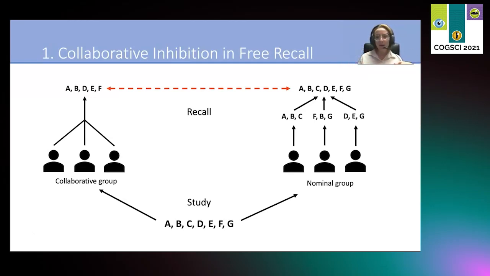And when you compare the results of the nominal group to a collaborative group, the collaborative group actually has inhibited recall, which is surprising. So this is the main effect, collaborative inhibition, that is studied within the collaborative memory field that we will also be looking at in our models later on.